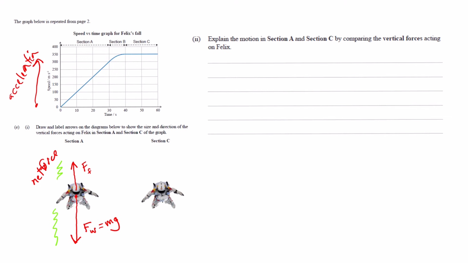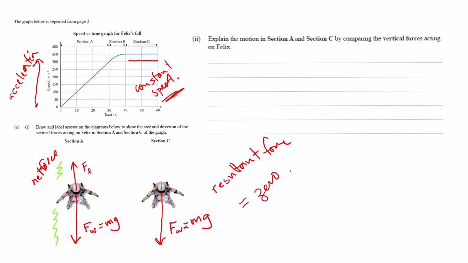And now next, our second part here in part C, we've got Felix again, and his weight is the same as it was before, his weight force, always equal to his mass times g. But now we can see in section C he's going at constant speed, and remember, for constant speed, he's not accelerating, therefore the resultant force is equal to 0. The resultant force must equal 0.